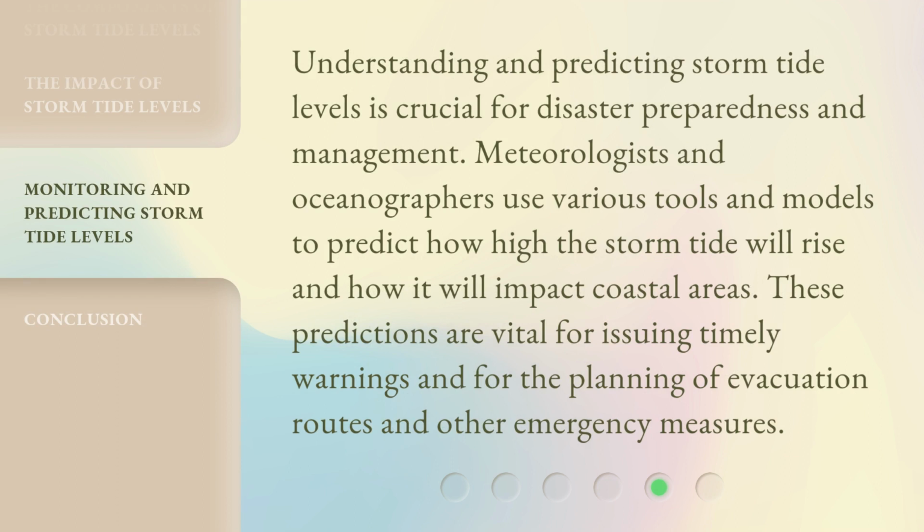Understanding and predicting storm tide levels is crucial for disaster preparedness and management. Meteorologists and oceanographers use various tools and models to predict how high the storm tide will rise and how it will impact coastal areas. These predictions are vital for issuing timely warnings and for the planning of evacuation routes and other emergency measures.